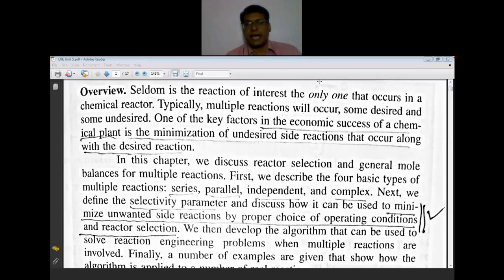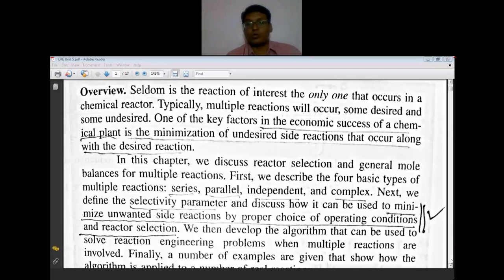So keeping this aim in mind, we have to analyze the different situations from kinetic aspects, from reactions, and type of reactor. All these things have to be analyzed. The key factor in the economic success of any chemical plant is the minimization of the undesired side reactions that occur along with the desired reaction. So the desired reaction is our basic thing, and our second aim is to minimize the undesired side reactions.